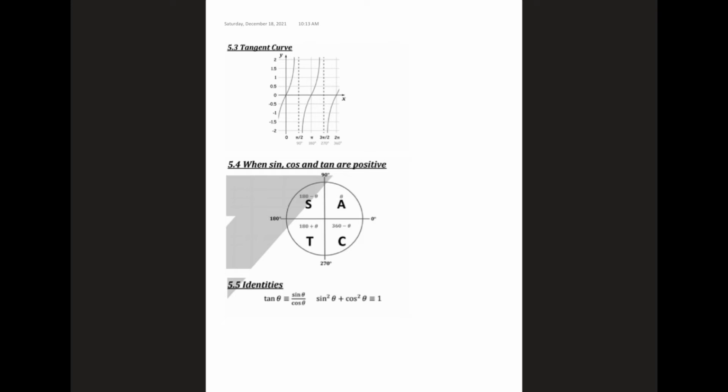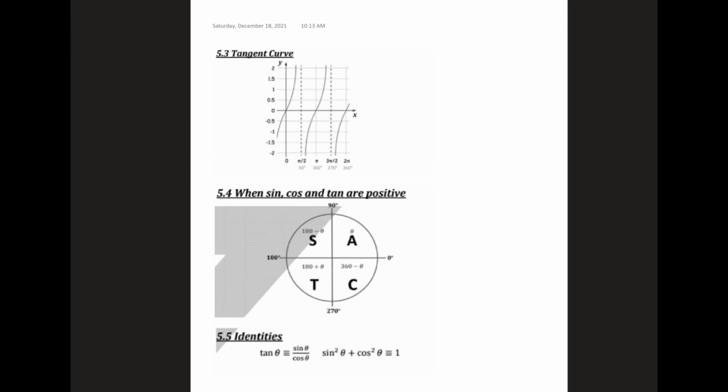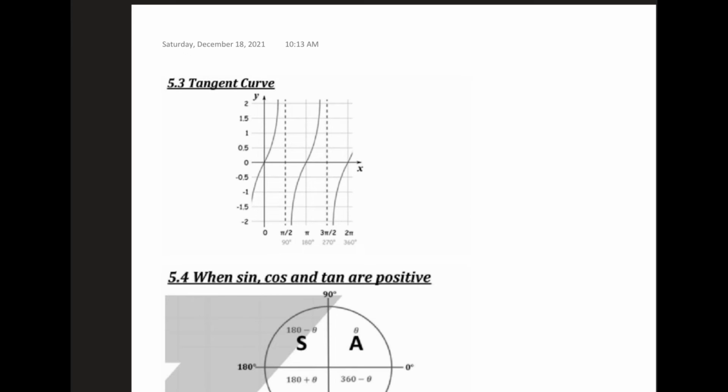On this page, you have a tangent curve. Let's take a look. Tangent starts from the origin. It goes all the way up and is parallel with this vertical line. This is called a vertical asymptote. So it is parallel with the vertical asymptote at pi over 2 or 90 degrees.